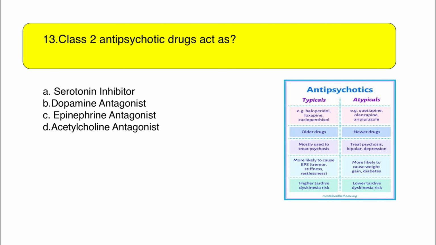Next question. Class 2 antipsychotic drugs act as what? Option A, serotonin inhibitor. Option B, dopamine antagonist. Option C, epinephrine antagonist. And option D, acetylcholine antagonist. The right answer is option B, dopamine antagonist.